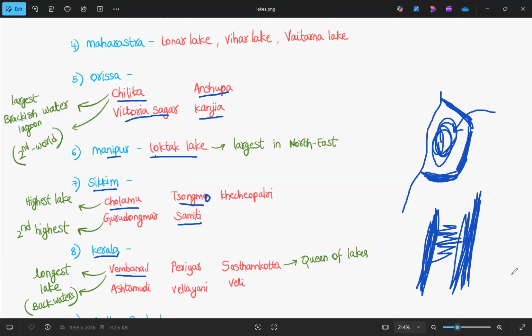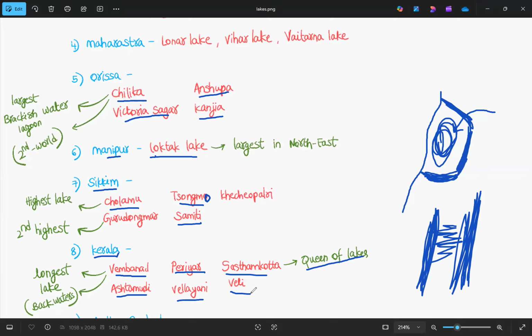The next one is Ashtamudi. Ashtamudi Lake is also in Kerala. And then we have Periyar Lake, which is very easy to remember. And then we have Vellayani. What is the fourth lake? That is Vellayani. And the fifth lake is Sastamkota. This Sastamkota is called Queen of Lakes. Sastamkota in Kerala is called Queen of Lakes. And then we have Veli. Veli Lake is also in Kerala.